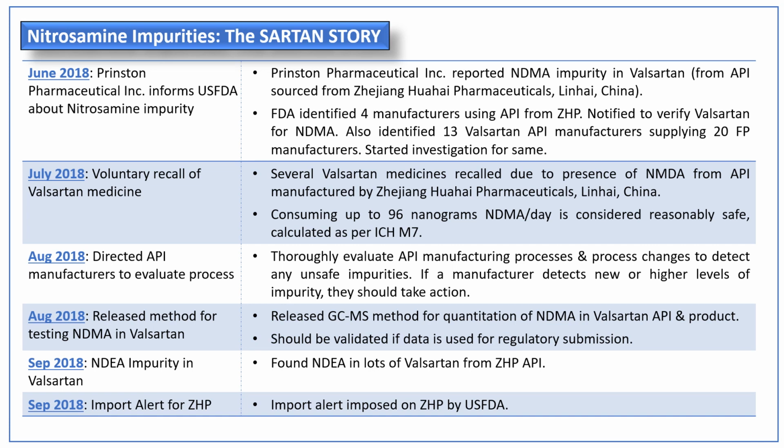In August 2018, USFDA released a GC-MS method for quantitation of NDMA in valsartan API and the product, and mentioned that it should be validated before use. In September 2018, another impurity, NDEA, was determined in valsartan from the same API manufacturer ZHP, which led to an import alert to the ZHP organization by USFDA.